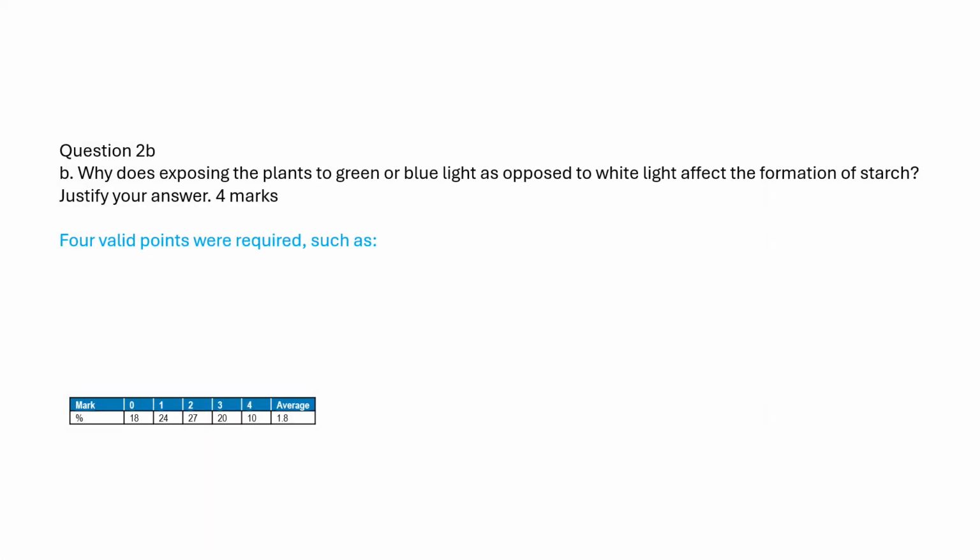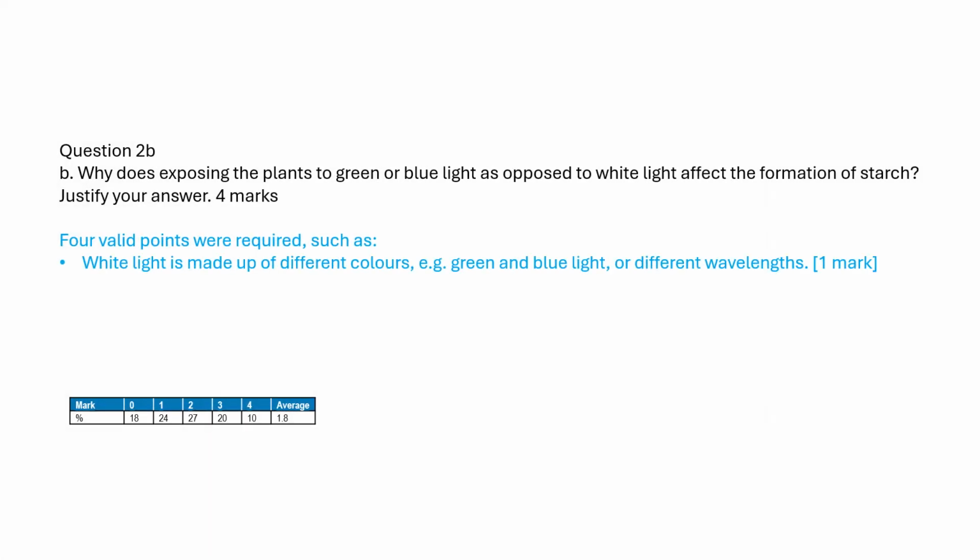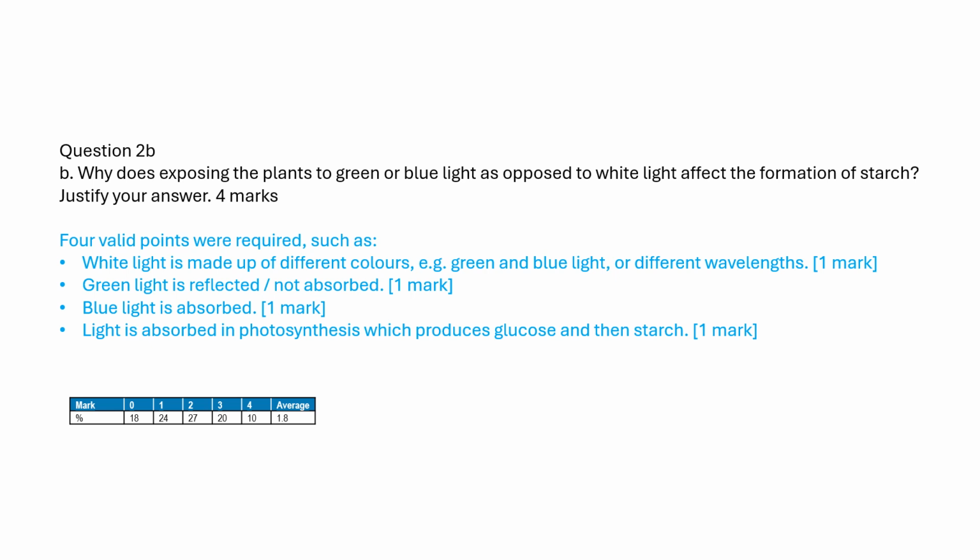White light is made up of different colors including green and blue. Green light is not absorbed. Blue light is absorbed. Light is absorbed in photosynthesis, which produces glucose and then starch.